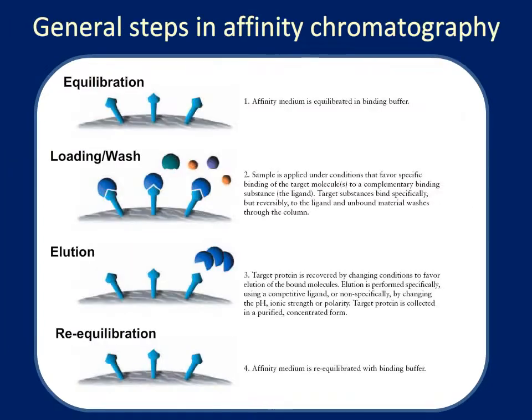There are 4 steps to most chromatographies. The first is equilibration. That is, you equilibrate your matrix with a buffer that is compatible with your protein of interest and the binding event. Ideally, your protein should already be in this buffer.